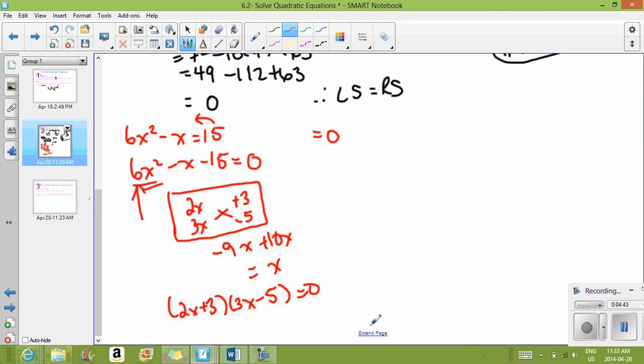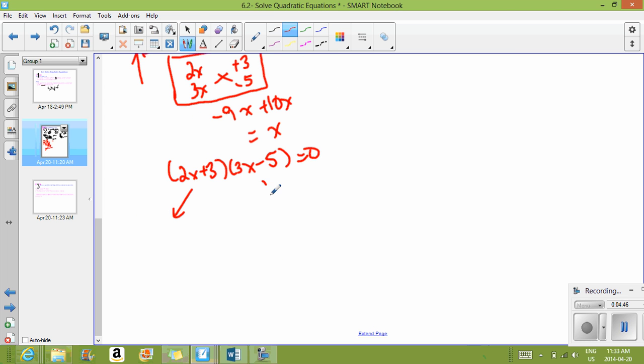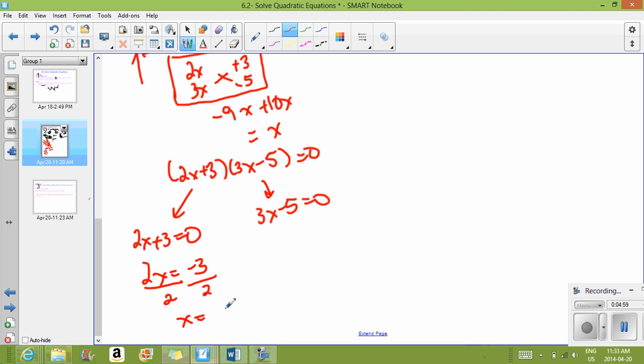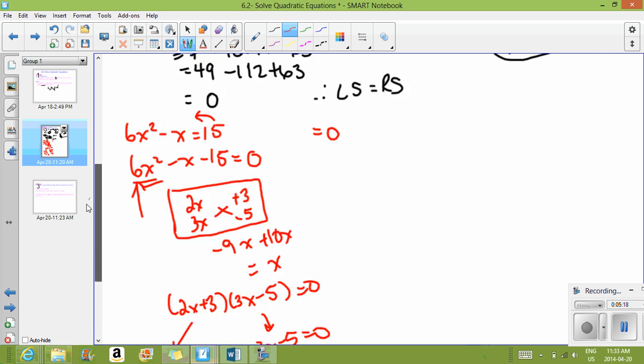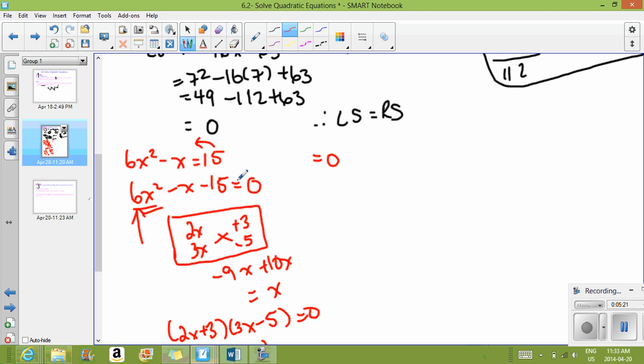And to solve, just like before, we set each bracket equal to 0. So we have 2x plus 3 equals 0 and 3x minus 5 equals 0. So 2x equals negative 3, divided by 2. Right now we're just doing our equation solving, so it's negative 3 over 2 for this x. 3x equals, bring the 5 over, do the opposite operation, and the opposite of 3x is to divide it by the 3, so it's 5 over 3. So the solutions for this quadratic are x equals negative 3 over 2 and x equals 5 over 3. Those are the solutions that will make this statement equal to 0 and be true.